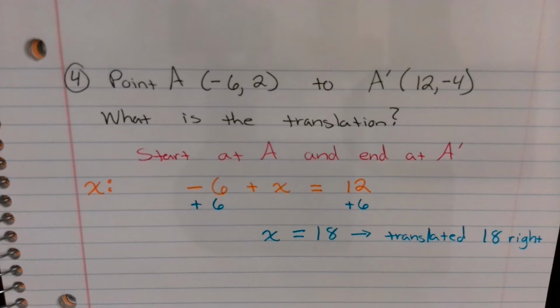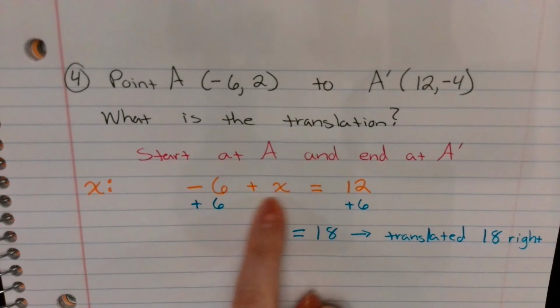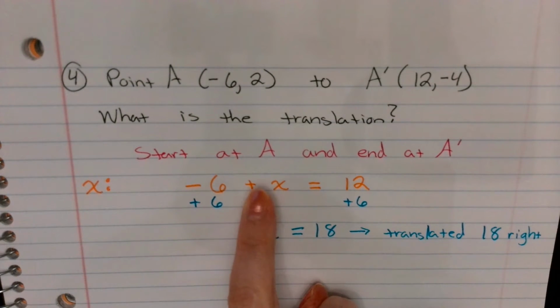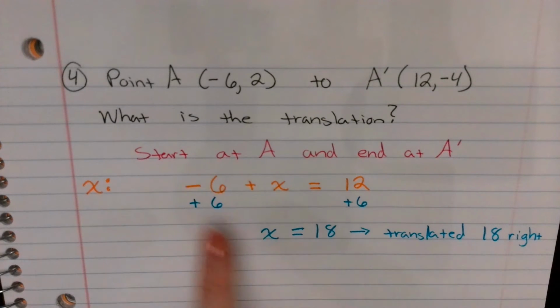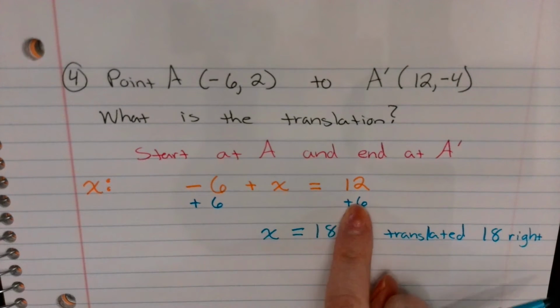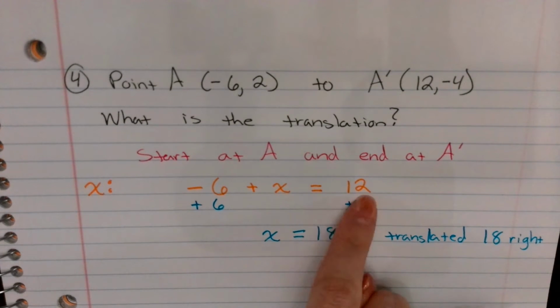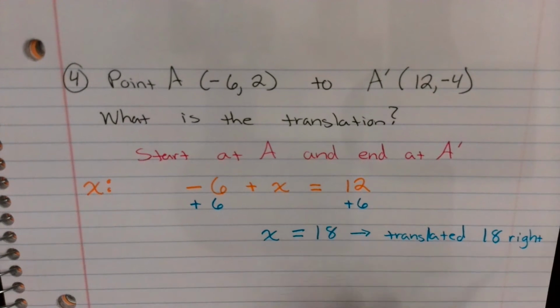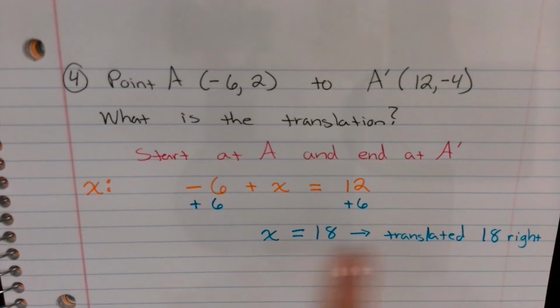So let me explain that again. I started at -6. I did some kind of translation, and we don't know whether it was positive or negative yet, so we always just put a positive. And it's going to equal my primed value. And then you just solve that equation. The inverse operation of a -6 is a +6. So if I add 6 to both sides, I get 18. So -6 plus 18 gets me to that 12. So it means that to get from -6 to 12, I went 18 units to the right because 18 was positive.